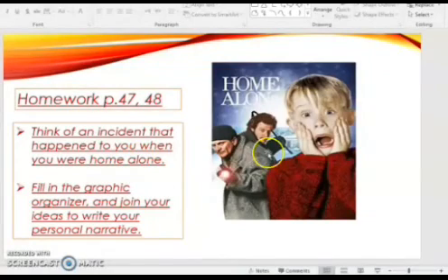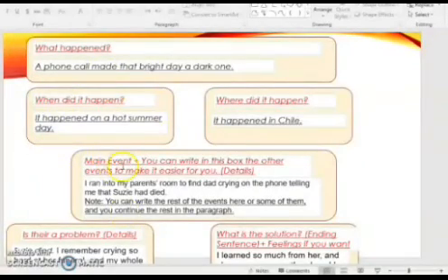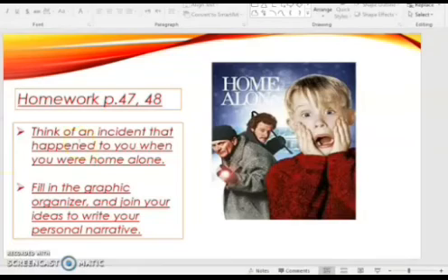Now, if I go to your homework, which is page 47, 48, think of an incident that happened to you when you were home alone. Fill in the graphic organizer and join your ideas to write your personal narrative. You must follow the same strategy here. It must be in this way, and you can, for example, get some ideas from the movie Home Alone.